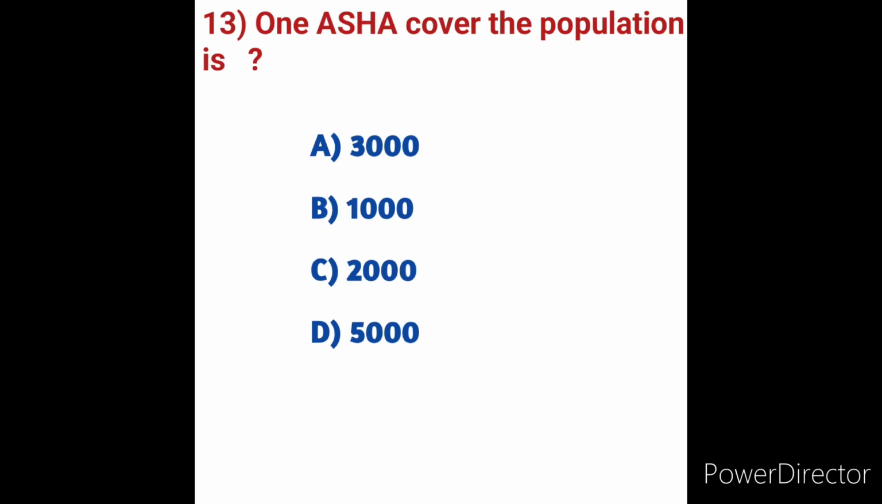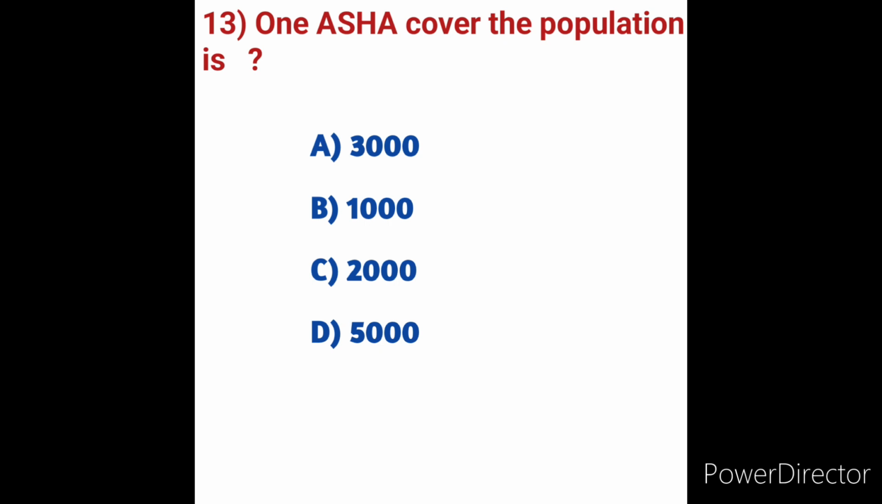One ASHA covers the population of. We will see here options. Option A 3000, option B 1000, option C 2000, option D 5000. What is ASHA? ASHA means accredited social health activist.